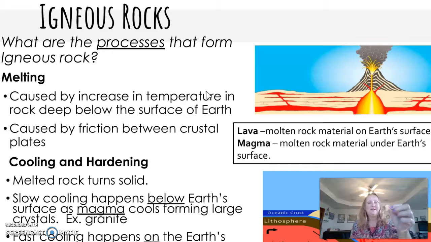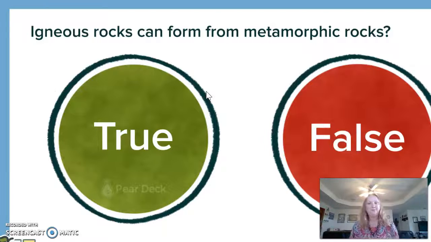So if I were to heat this up and melt it, it would crystallize. Some of you have probably seen or explored with melted sugar before, and you know how that crystallizes. So that's what would happen as it cools.